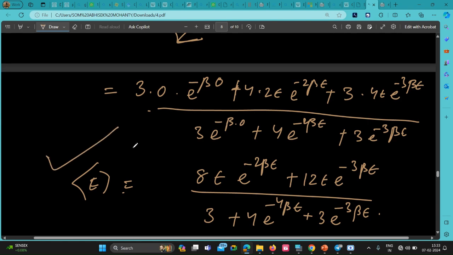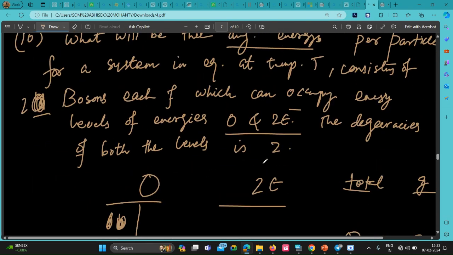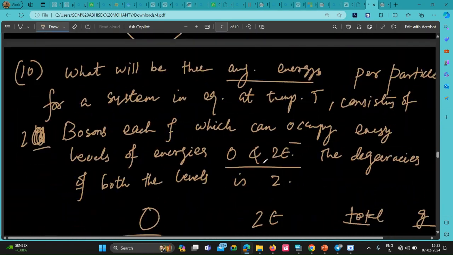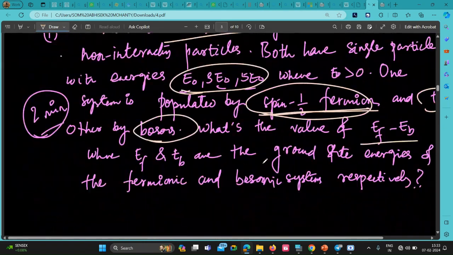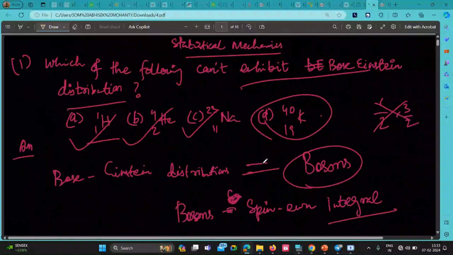I hope you understood this question. These are some questions we did from statistical mechanics, and this is a very important question for your JEST exam.